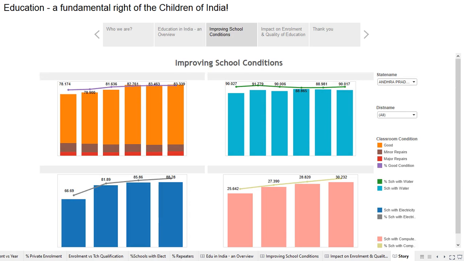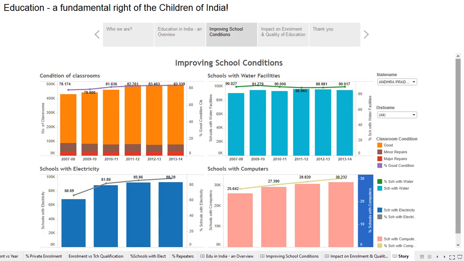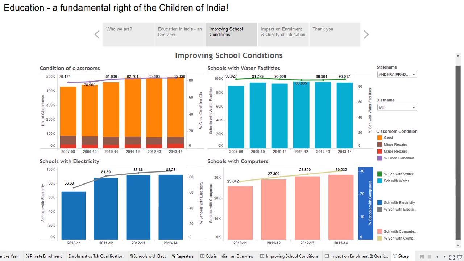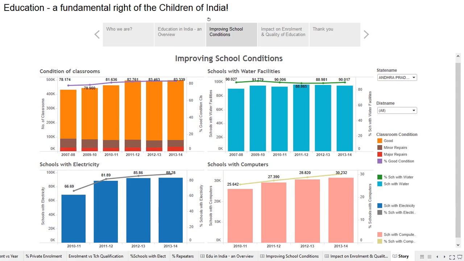Over here you will find that we have quite a few parameters that one can test. What we try to see is the impact of having good quality classrooms. In 2007 and 8, 78% of the classrooms were in good condition. This has gone up to 83.3%. As the period of time is increasing, the number of schools and the number of classrooms are increasing, but are good quality classrooms being made available to our students? Yes, they are.